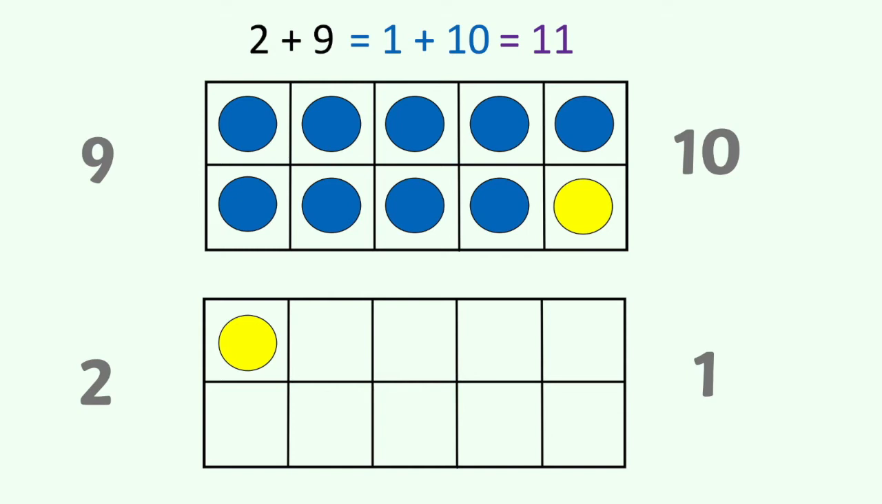So say it with me. We're going to say 2 add 9 equals 11. 2 add 9 equals 11. Fantastic. Let's do the next one.